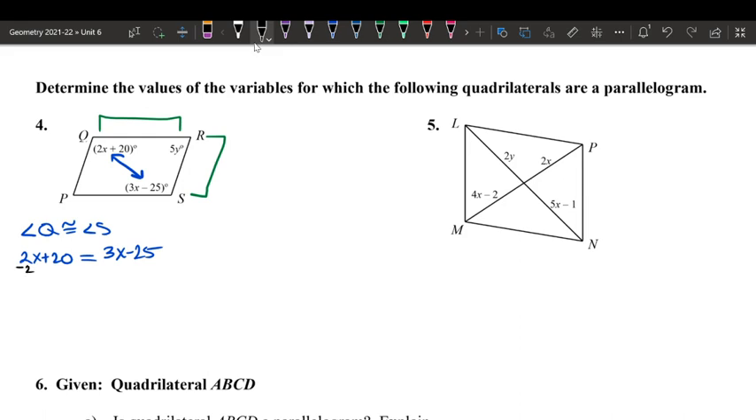So I'm going to subtract 2x. When you solve, you want to get x by itself. So I'm starting by getting all of the x's together. So I know I have 20 equals x minus 25. The next step to get x by itself is to add 25.